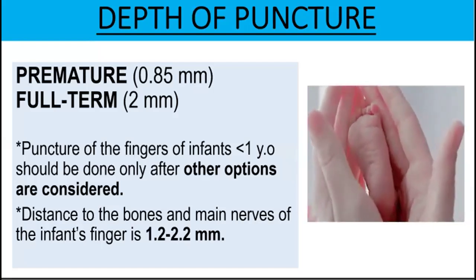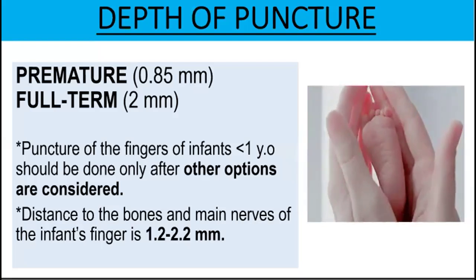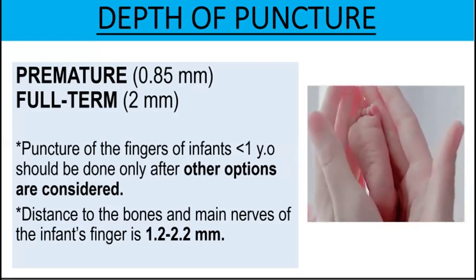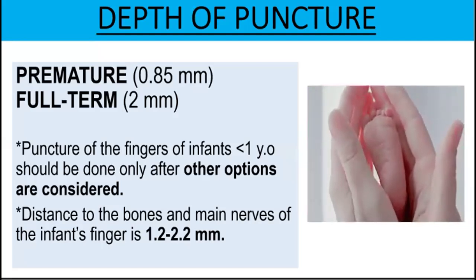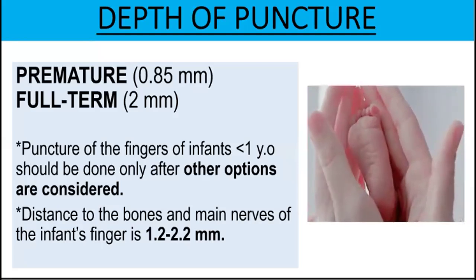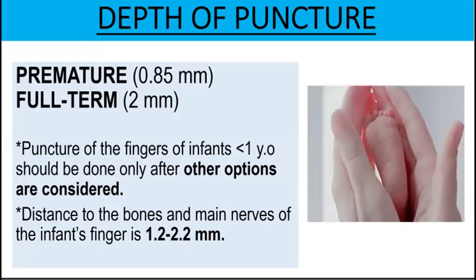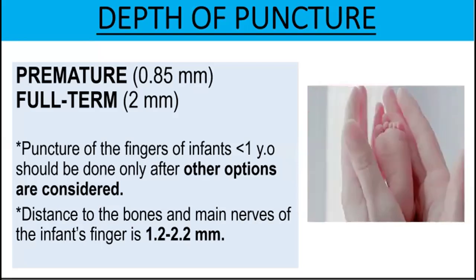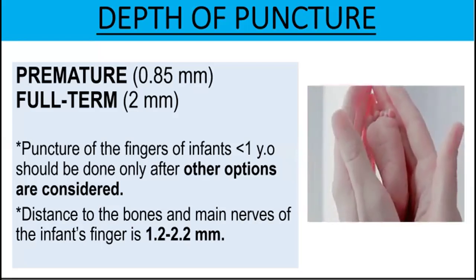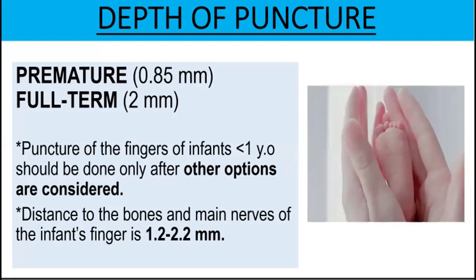Finger puncture is not recommended for our newborn babies. It's because the distance to the bones and the main nerves of the infant's finger is 1.2 to 2.2 millimeters. So this is very near. The tendency is that we will hit the bones and the nerves if you puncture the finger of our neonates.